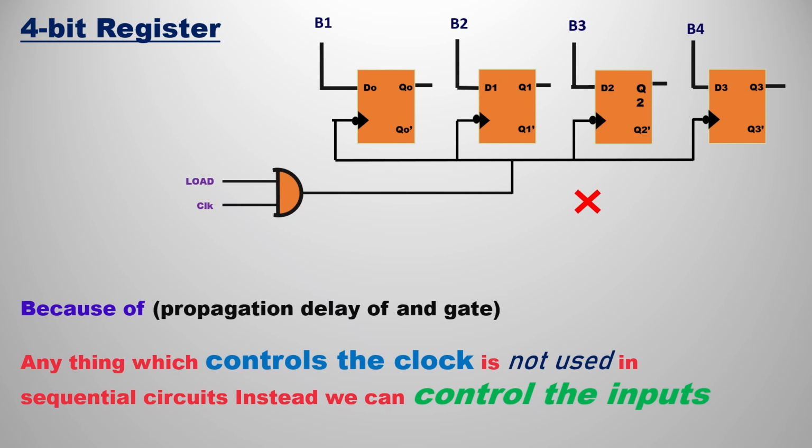So what does that mean? We are controlling the clock with the help of the AND gate and load, and we should not control the clock. If the clock is controlled, the register is not properly generating the output. So instead of controlling the clock, we can control the inputs, because B1, B2, B3, B4 are inputs, right? We can control the inputs by modifying the circuit and removing the clock from the AND gate.